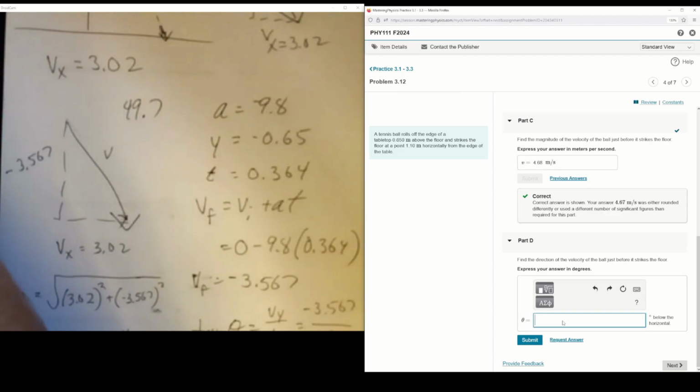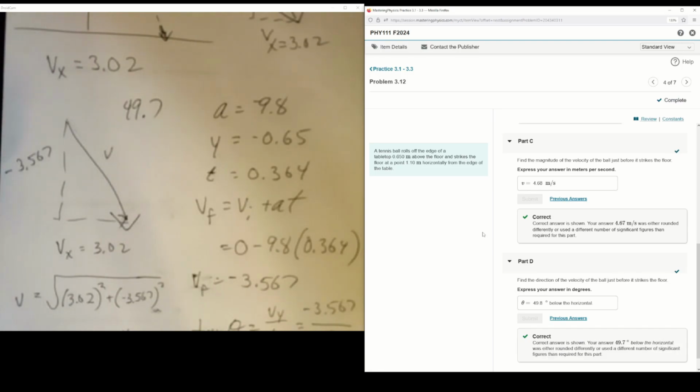Well, let's see if they take it. Because it does say below the horizontal. Below the horizontal is what means a minus sign. So, again, I had 49.7. They say 49.8. That's just a rounding error.